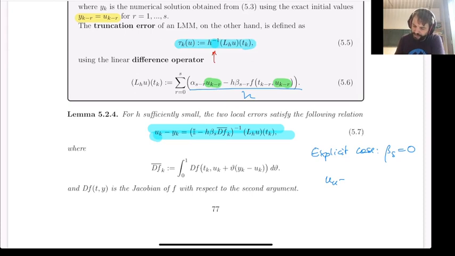Okay, so if we look at the explicit case, then uk minus yk is LHU of tk. So it is the simple formula. For the explicit case, it does reduce to the simple formula. Now, if you replace this by h times tau k u, then we have exactly the same formula as for the one-step method. So for the explicit methods, it is the same formula as for one-step methods. Do you see it?